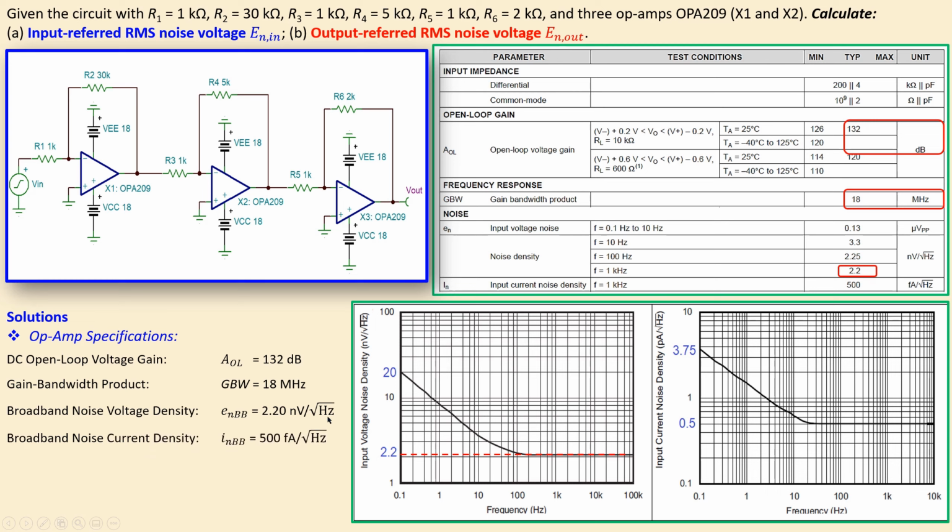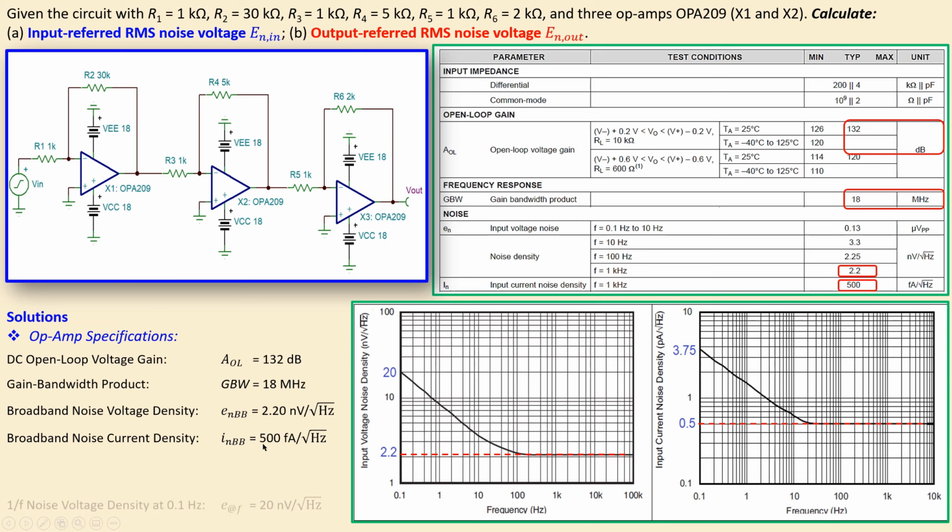Now in symbol form you have the broadband noise current spectral density given by this symbol. It has a value of 500 femtoamps per root hertz. That's also given in this table for a specific frequency in these units, but also shown here in the graph for the input noise current spectral density. You can see it is 0.5 picoamps per root hertz, which is of course exactly equal to 500 femtoamps per root hertz.